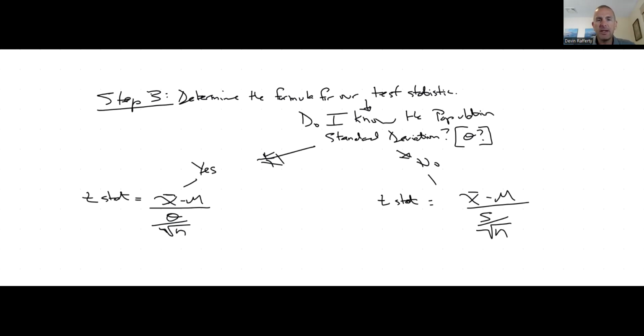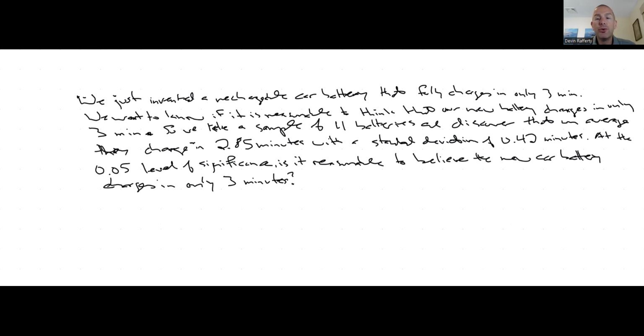Okay, it says, I want to know if our new battery, our brand new battery that has never existed before, I want to know if they will charge in 3 minutes. So I find out that the standard deviation is 0.42 minutes. I'm just going to clean up that 2 here. So this brand new battery, there's only 11 of them in existence. It's brand new. So I want to know, do I know the population standard deviation?